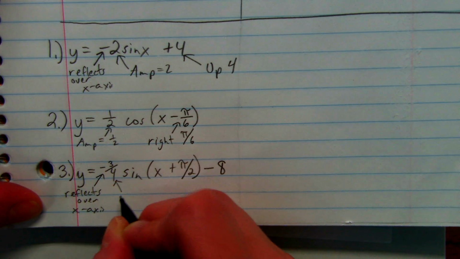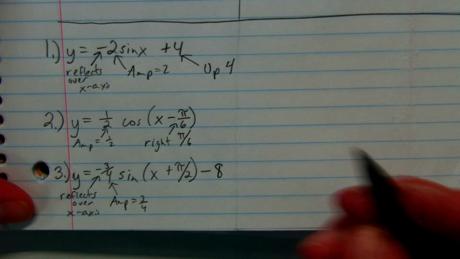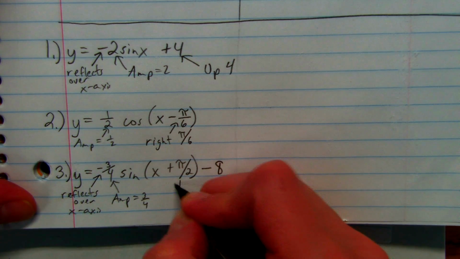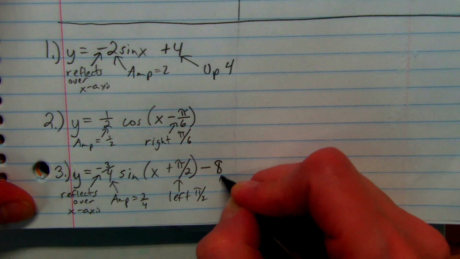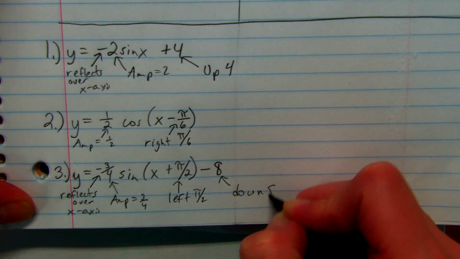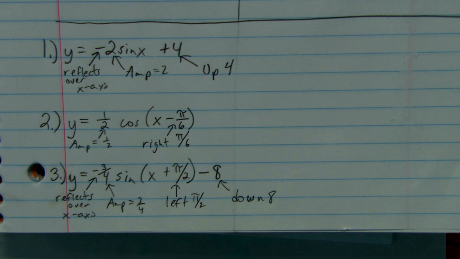The 3/4 gives us the amplitude. What else do we have going on here? Left. Okay, it moves left pi over 2, and what else? Down 8. Down 8. So we're just going to be able to look at this and understand all of the different pieces and what it does to the graph.